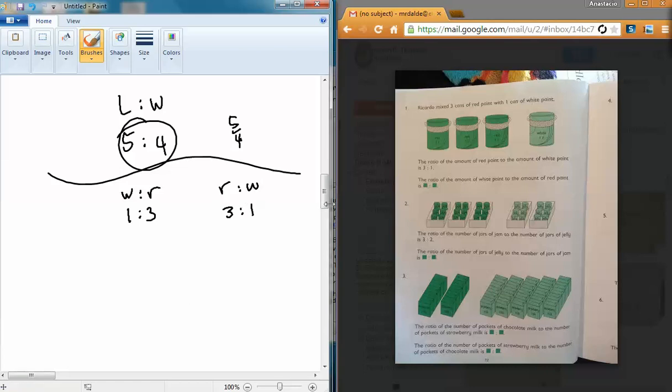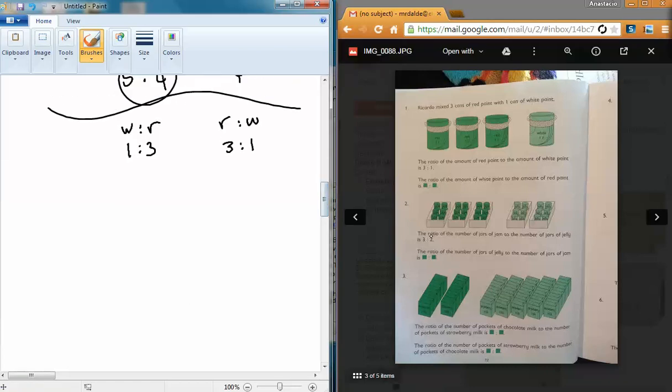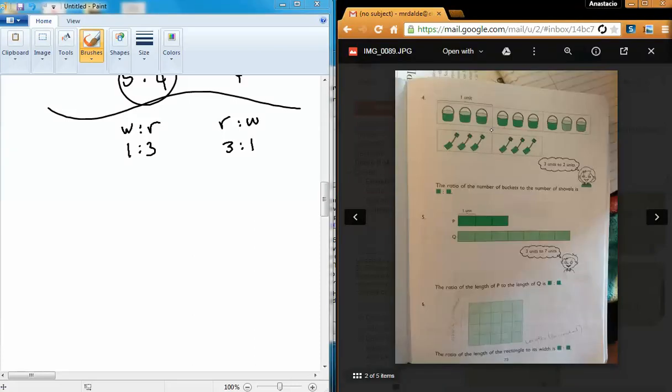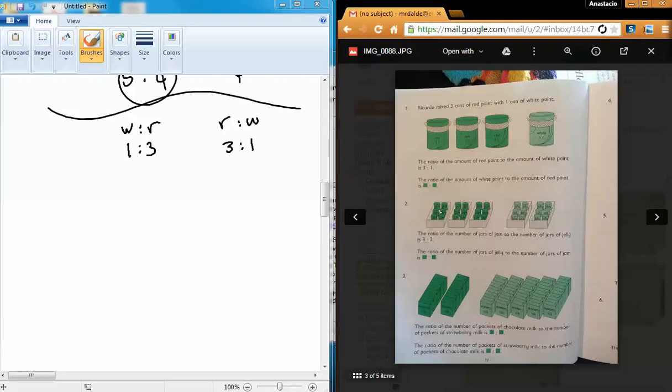It's not the same thing, so be careful with that. The ratio of number of jars to the number of jelly is 3 to 2. This is very similar to the previous problem I solved where I had to reduce that fraction with the buckets and pails. But yeah, it's 3 to 2 because there's 3 boxes of this to every 2 boxes of this.